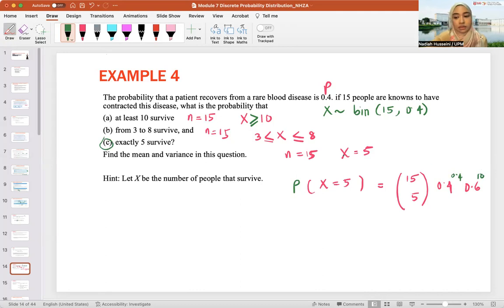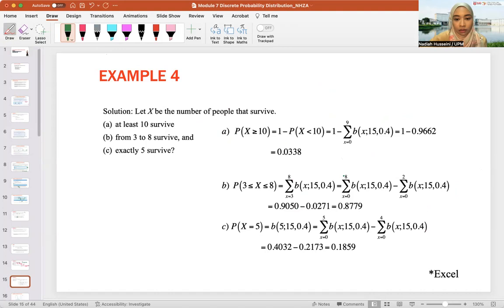I mean, we can use this equation because it is exactly 5. So how do we do the ones that are greater than 10, or less than, or something that is between 3 and 8? Let's look at the solution. To find the probability of X being greater than or equal to 10, it is 1 minus the probability of X being less than 10, which is this.